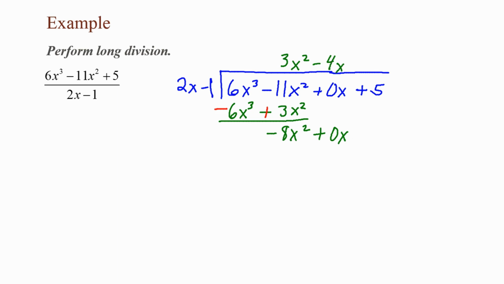A negative 4x times 2x will give me a negative 8x squared. Negative 4x times negative 1 is a positive 4x. Changing my signs, because I am subtracting, I have negative 8x squared plus 8x squared, which is 0. 0x plus a negative 4x is a negative 4x. Bringing down my plus 5, I now need to eliminate negative 4x. Negative 2 times 2x will give me a negative 4x. Then negative 2 times negative 1 is a positive 2.